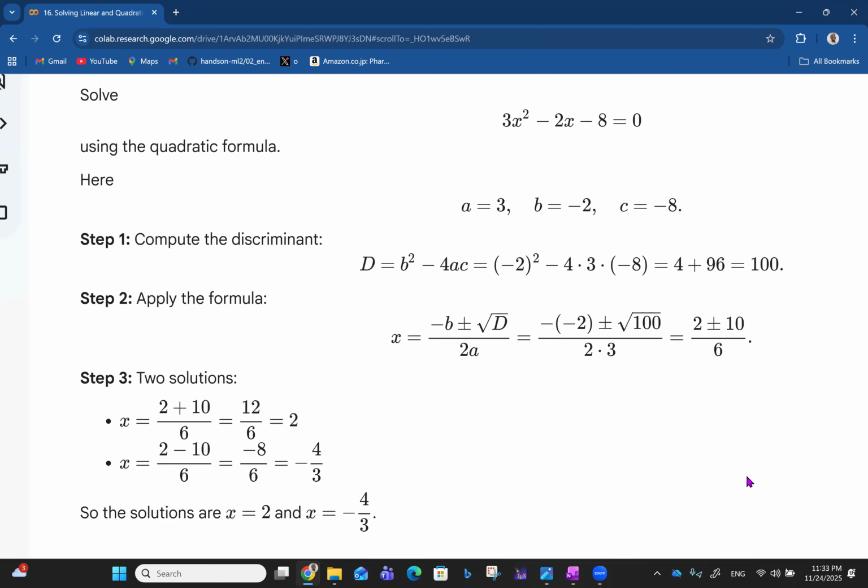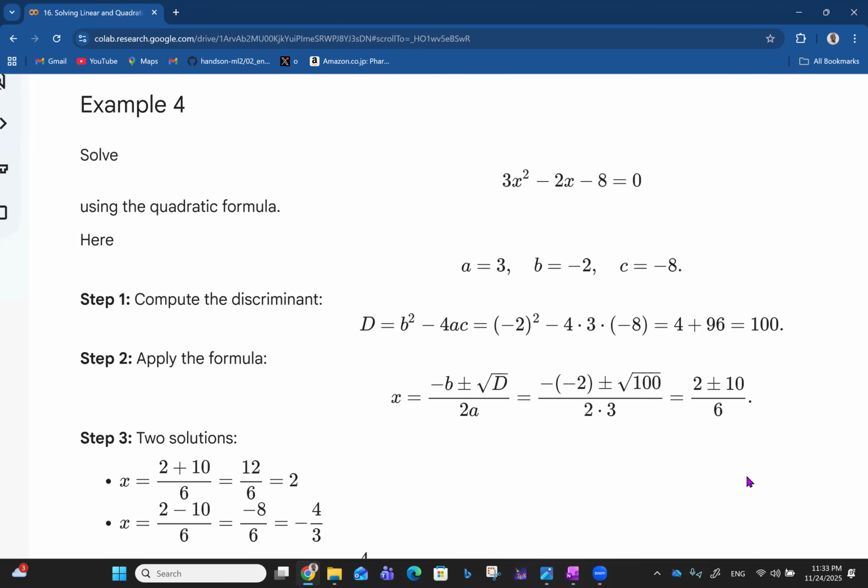So we can then talk about example 4. In example 4, we can solve 3x squared minus 2x minus 8 equals 0. Here, just identify a is 3, b is minus 2, c is minus 8. Then compute the discriminant. The discriminant is b squared minus 4ac. I think we talked about the discriminant in a previous video, or a couple of times even. So you have b squared, that's minus 2 squared, minus 4 times a, 3 times minus 8.